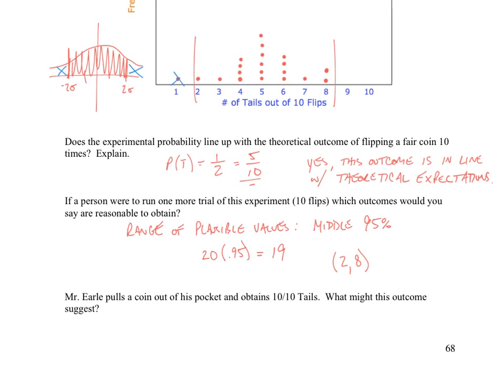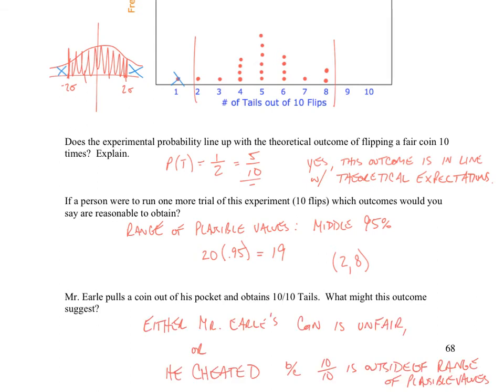So the last component of this sample says, Mr. Earl pulls a coin out of his pocket and obtains 10 out of 10 tails. What might this outcome suggest? Well, because it's not within our range of plausible values, either this is suggesting that the coin I used is unfair, or that I cheated, because 10 out of 10 is outside of the range of plausible values.